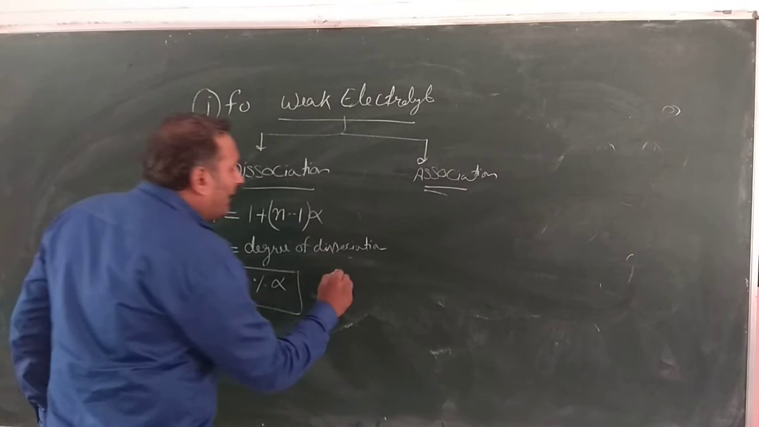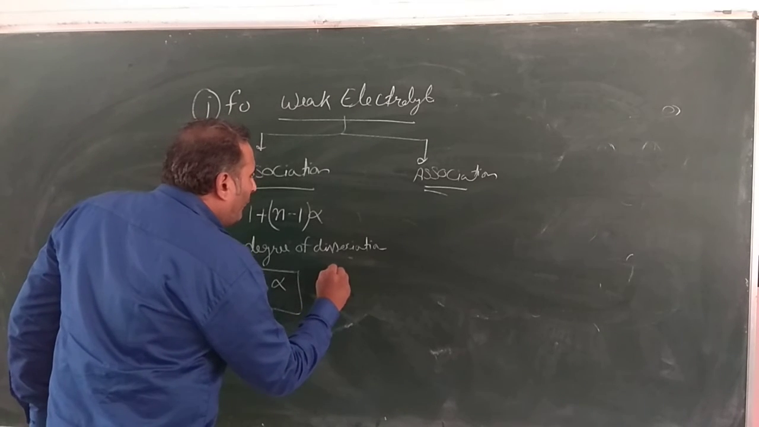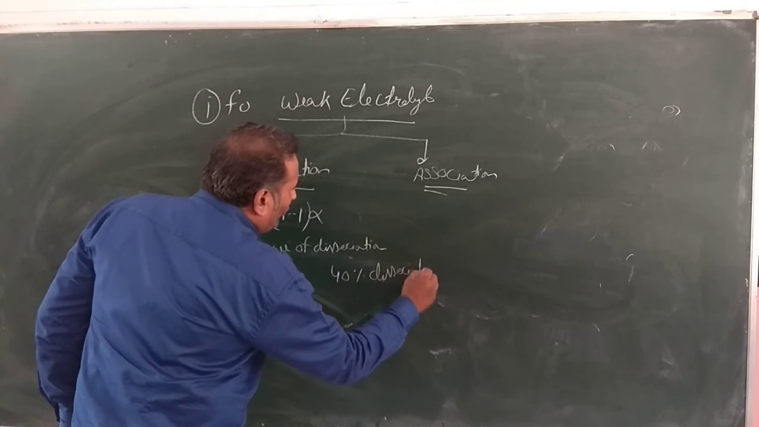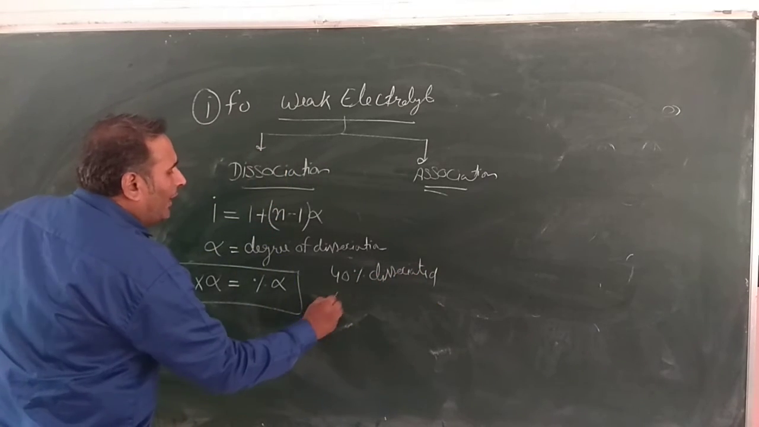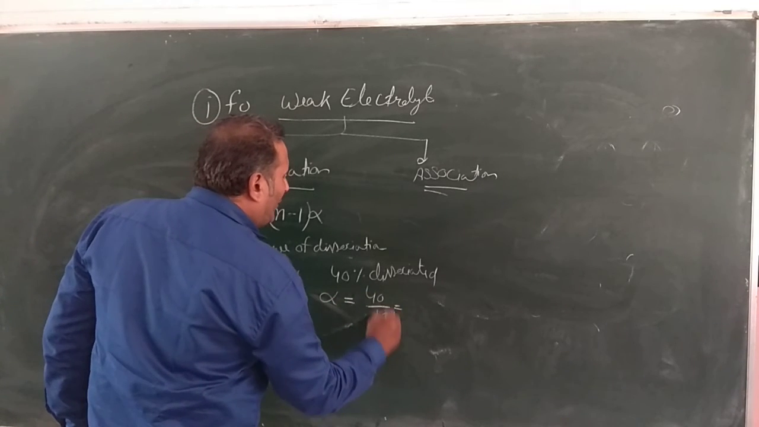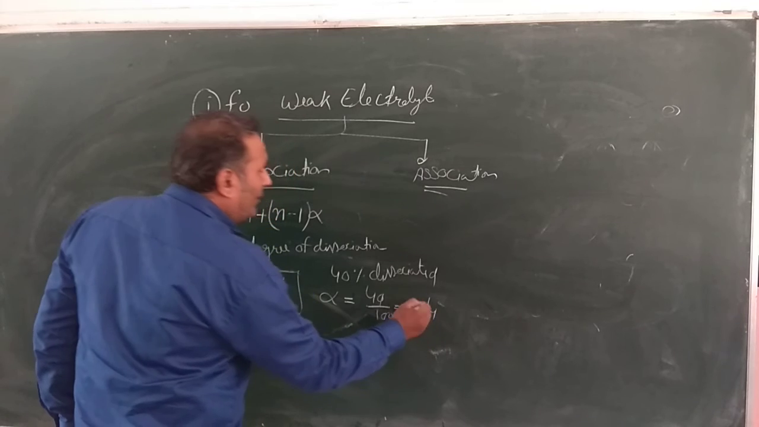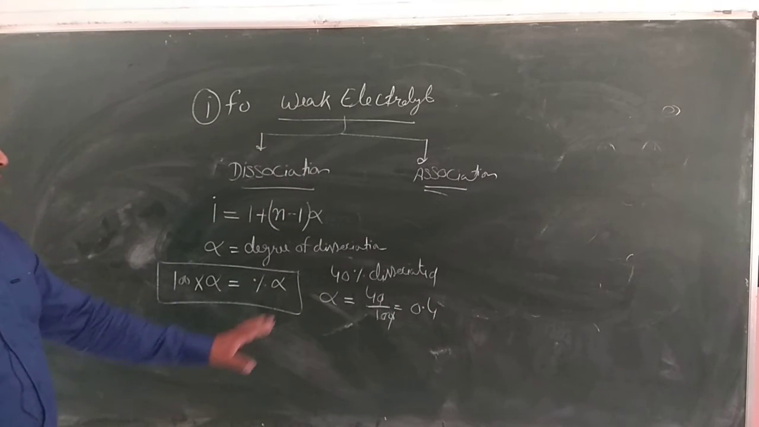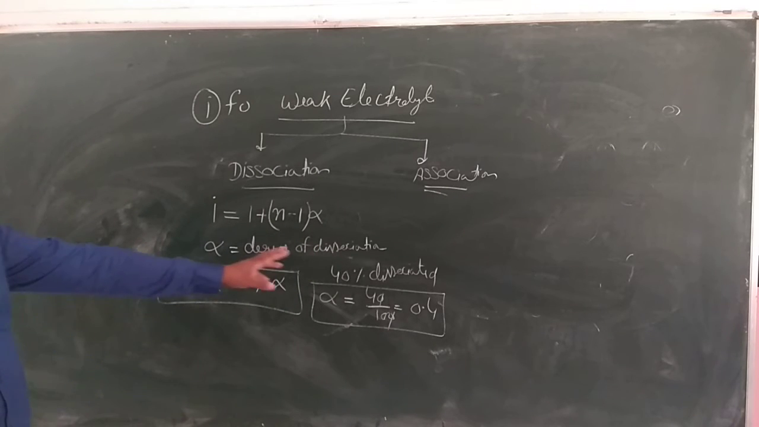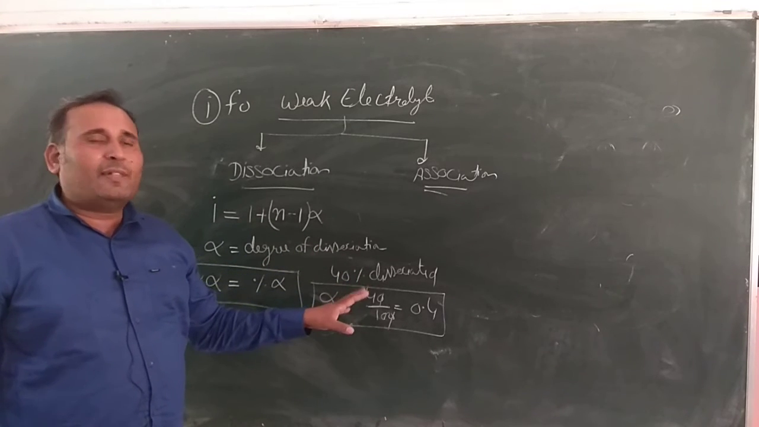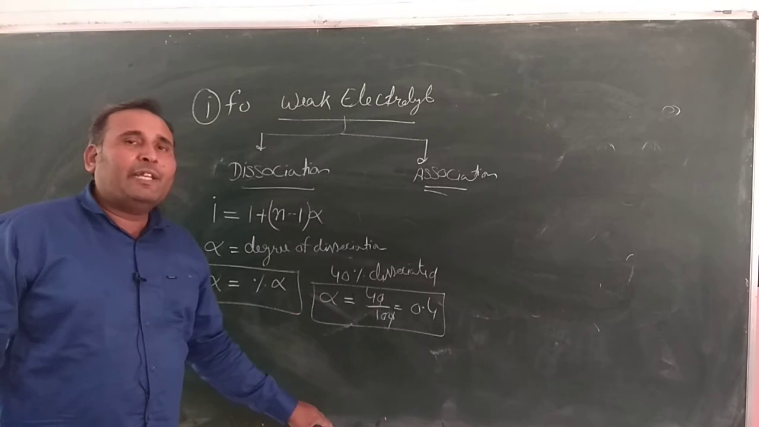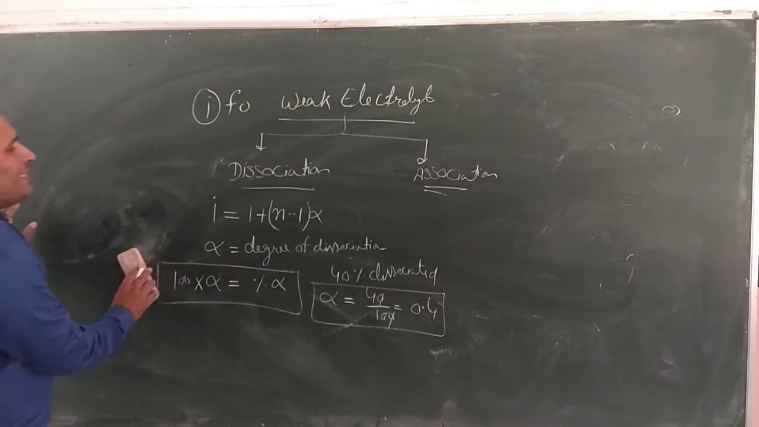So suppose I am talking about any salt that is 40% dissociated. So what is the alpha? Alpha is equal to 40 by 100, so that is equal to 0.4. So we can say alpha is equal to 0.4. So if percent alpha or percent dissociation is given, then we can divide it by 100, then we can get alpha. Alpha means simply degree of dissociation. Clear? And what is the n here?